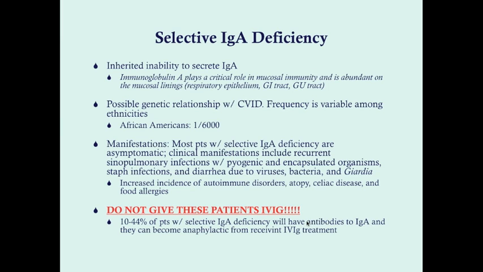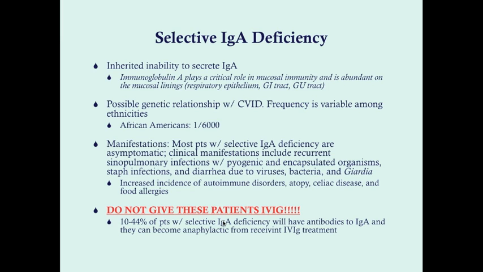Well, I thought we didn't have IgA in IVIG. Well, there is some, and all it takes is a little tiny bit, just like it takes a little tiny bit of bee venom, and you can go anaphylactic and die from that. So, because 10 to 44% of patients have antibodies to IgA, we never give them IVIG. Never, ever, ever, ever, ever do we give IVIG to patients with selective IgA deficiency.